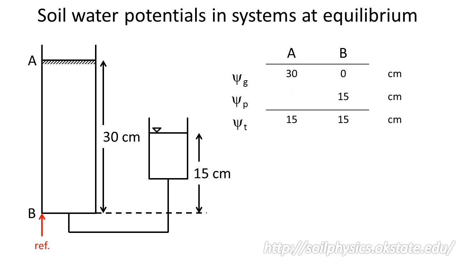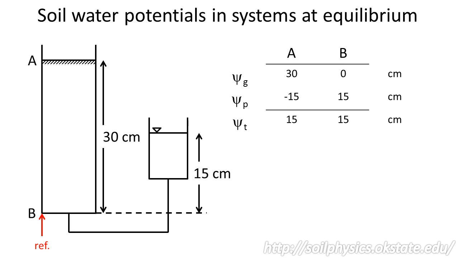Again, by quick inspection, we can see what the pressure potential at A must be. It must be 15 centimeters minus 15 centimeters of water in this case. So we have 30 centimeters for the gravitational potential minus 15 centimeters for the pressure potential, giving us a sum of total potential of 15 centimeters.